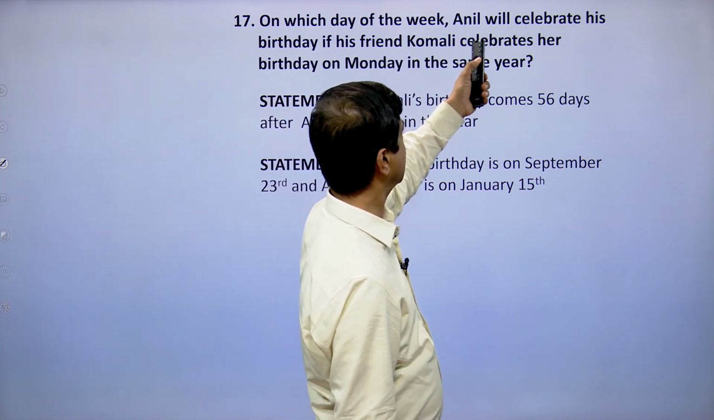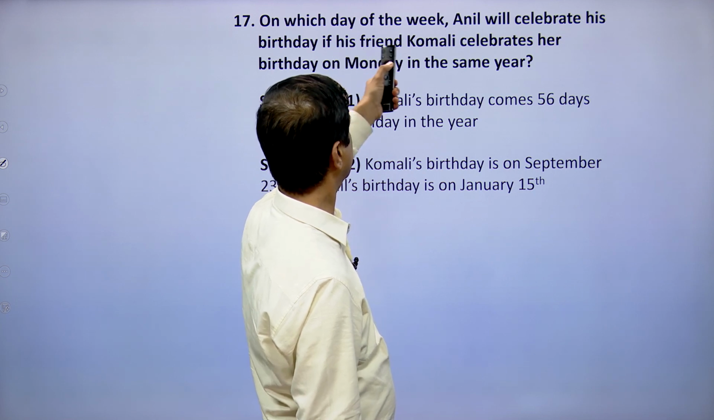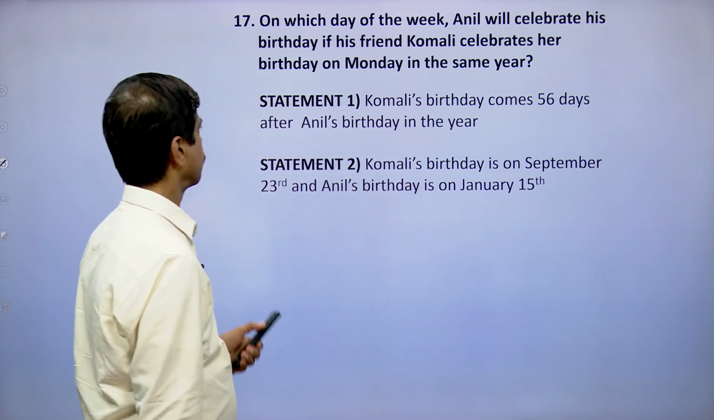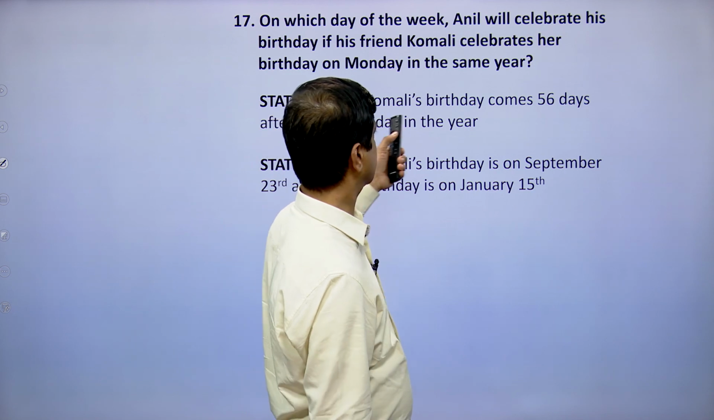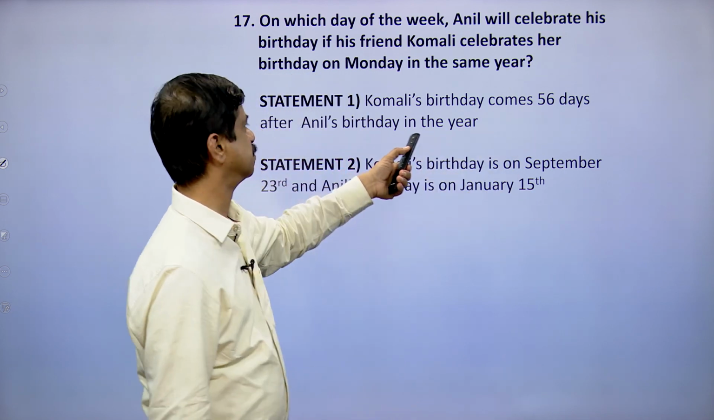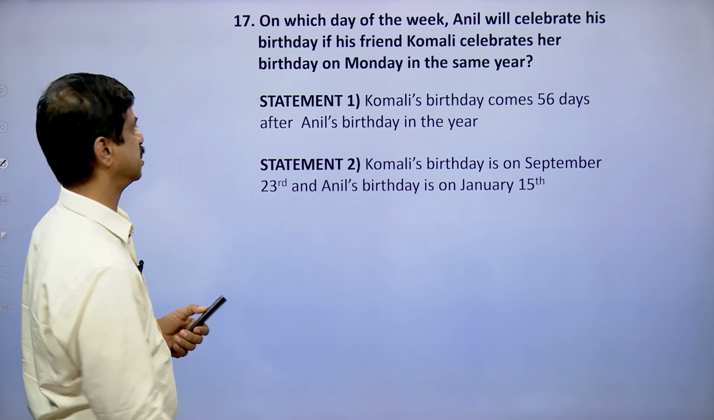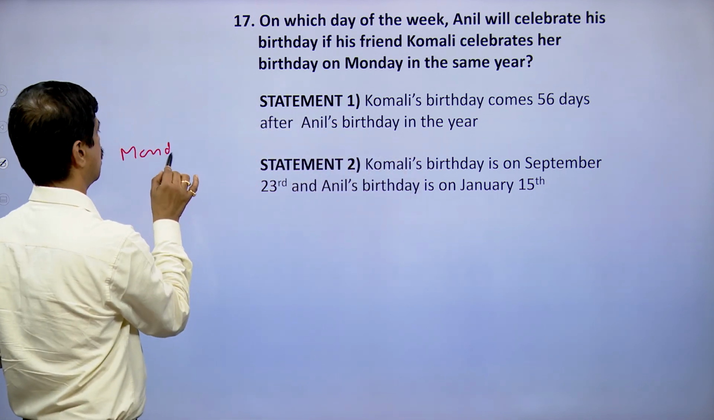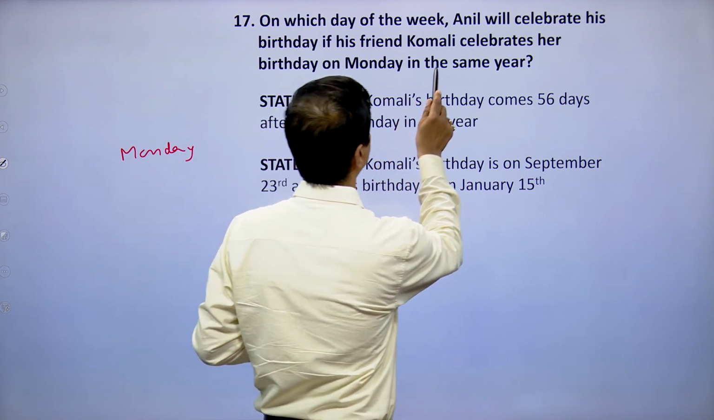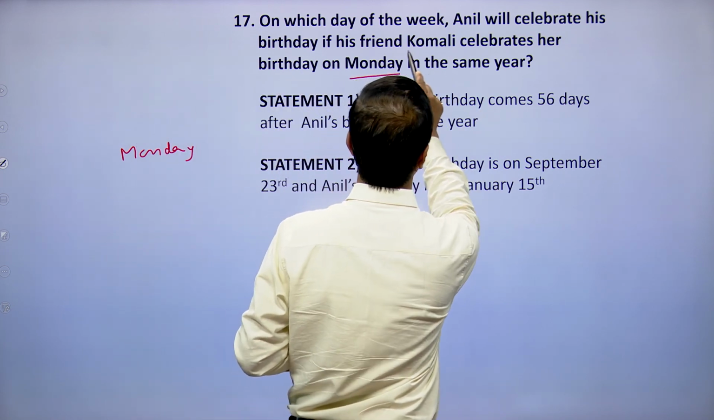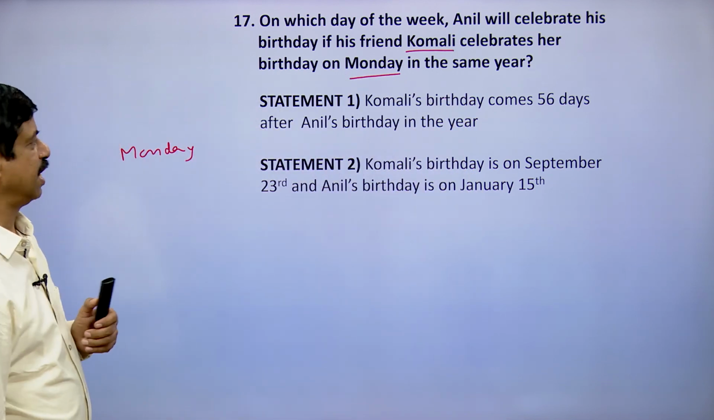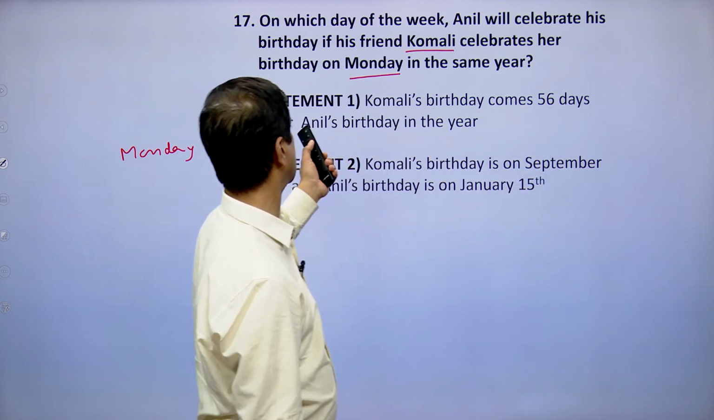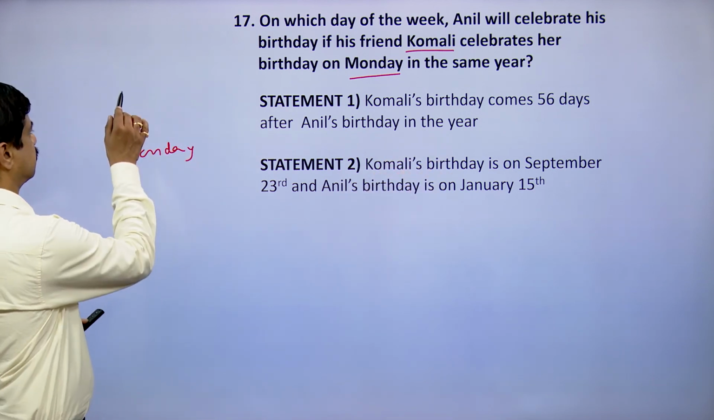Now look at this. On which day of the week will Anil celebrate his birthday if his friend Komali celebrates her birthday on Monday in the same year? Statement 1 says Komali's birthday comes 56 days after Anil's birthday of the year. So Komali's birthday is on Monday. Statement 1 says Komali's birthday comes 56 days after Anil's birthday in the year. So that means Anil's birthday is 56 days before.